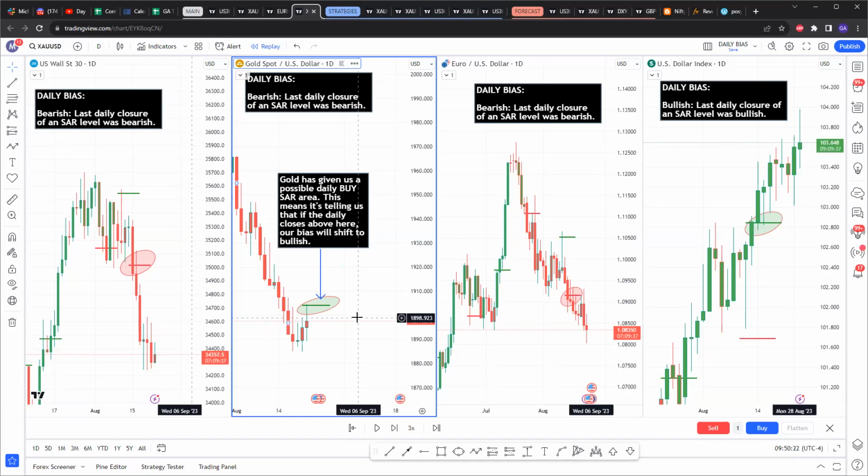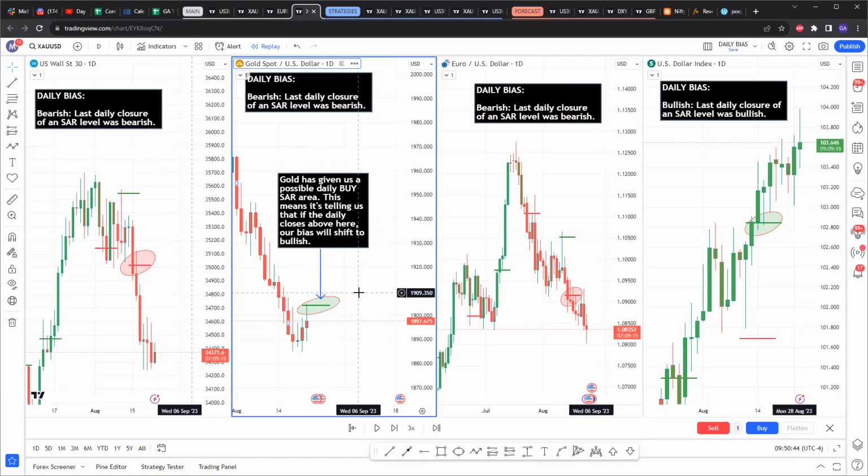It is a 4-hour candle, which means a daily candle has 6 4-hour candles, since 6 times 4 is 24. Now, what's the probability that if we go down here to the 4-hour time frame, we will see a confirmation for a buy SAR?